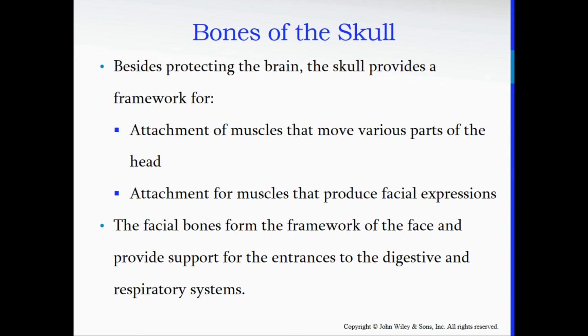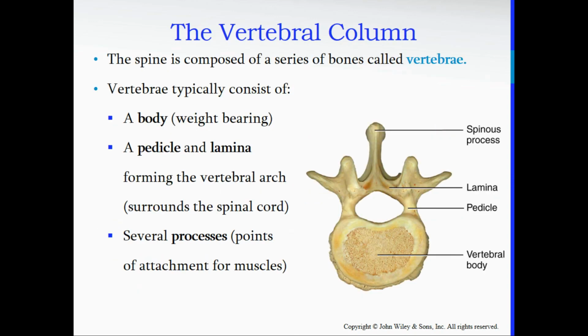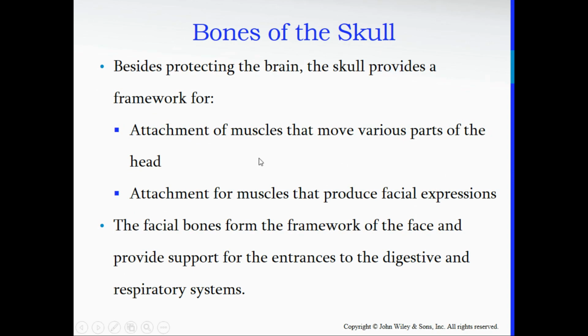Besides protecting the brain, the skull provides a framework for attachment of muscles that move various parts of the head, and attachment for muscles that produce facial expressions. You know, that old saying, it takes so many muscles to smile and so many muscles to frown. Attachment for muscles that produce facial expression. The facial bones form the framework of the face and provide support for the entrances to the digestive and respiratory system. Of course, we eat and breathe through our face. And that is going to do it for lesson 2 on the bones of the skull.